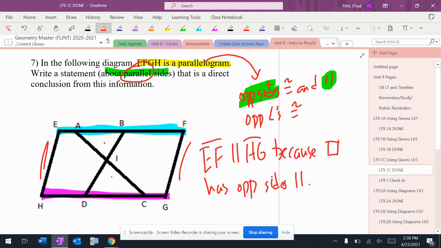Then, if I'm doing a proof, I would then use those parallel sides to find out something about the shapes.